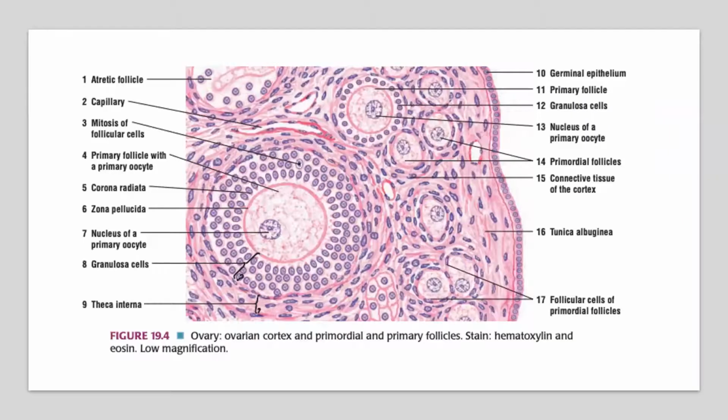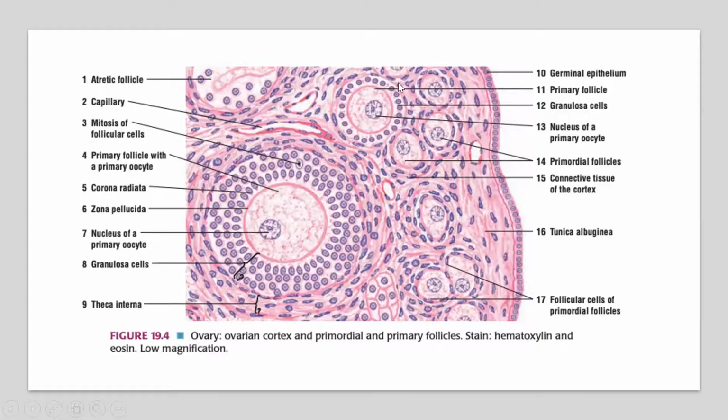In this picture, again, you can see the cortex of the ovary. In the cortex of the ovary, you have the tunica albuginea, the capsule. On the surface of tunica albuginea, you have germinal epithelium. Then you can see these follicles. All of them are called primordial follicles. The primordial follicles are the follicles which contain the flat granulosa cells around themselves.